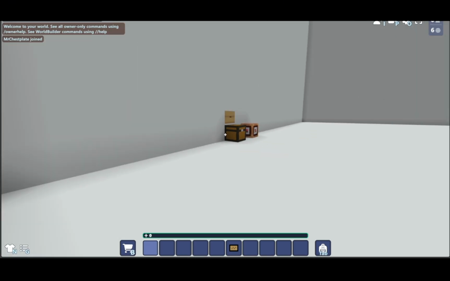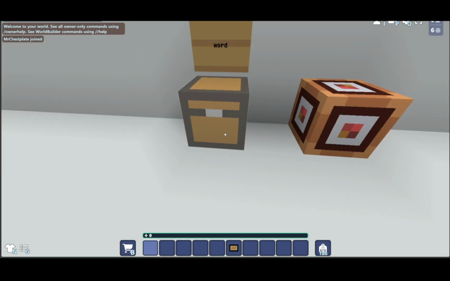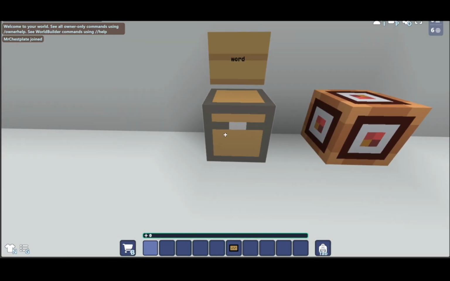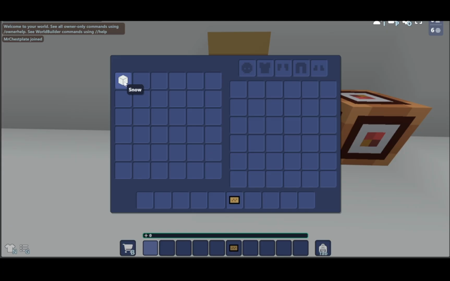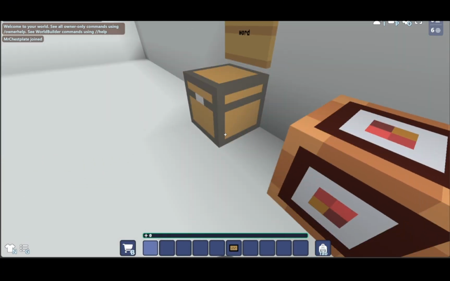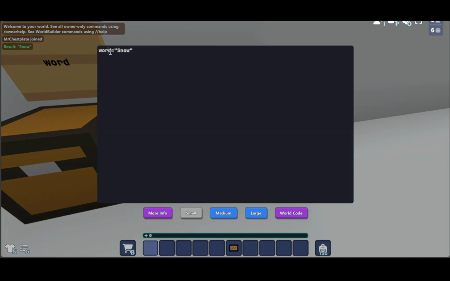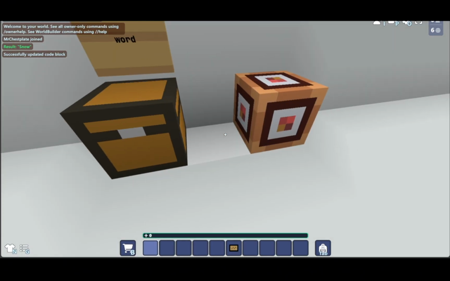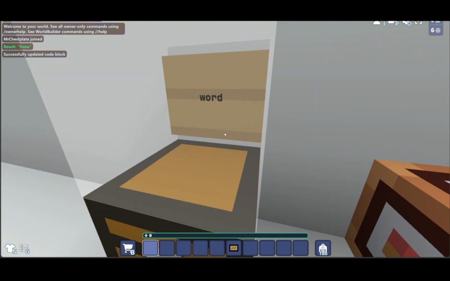So what are variables? Well, variables are like a chest. The chest has a name. It's called word, okay? And in the chest you can store a lot of stuff, but I'm just going to store the word snow. In programming terms, it's like this: word equals snow. You just store the word snow into the chest called word.